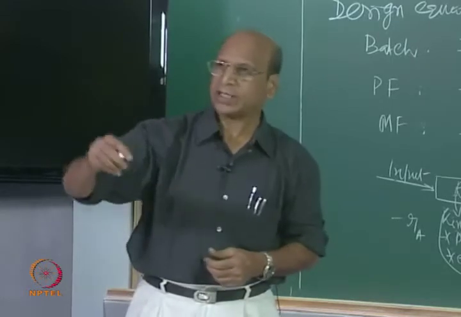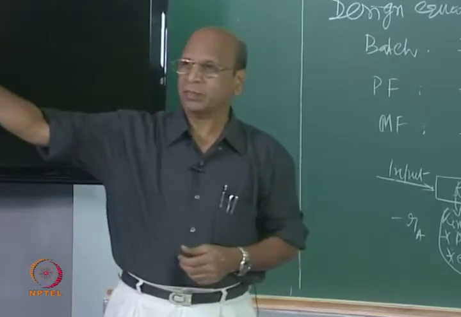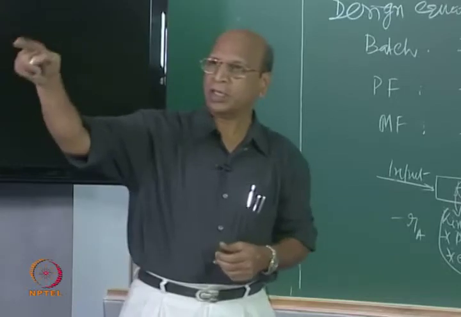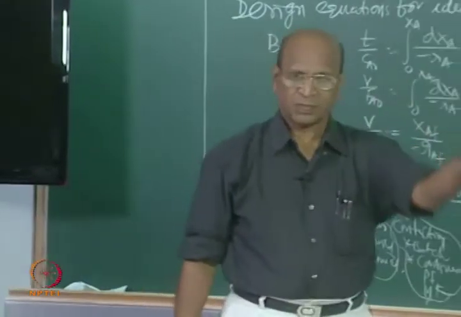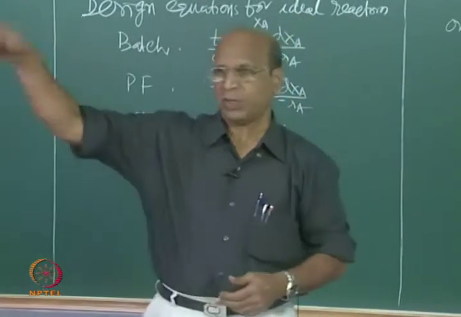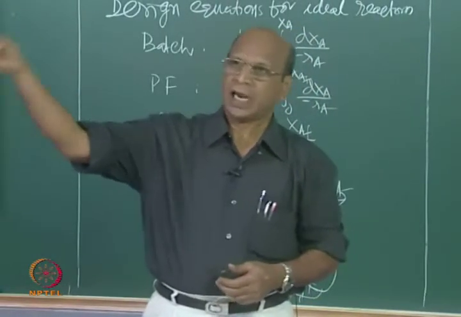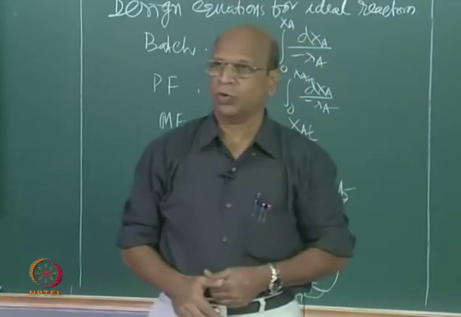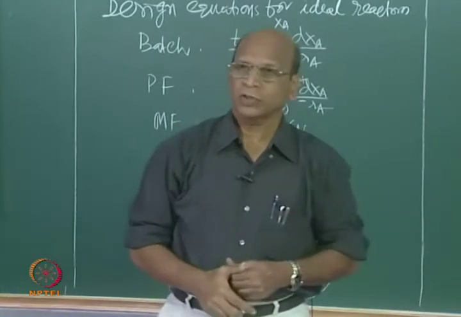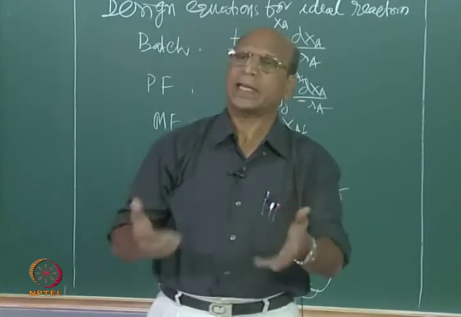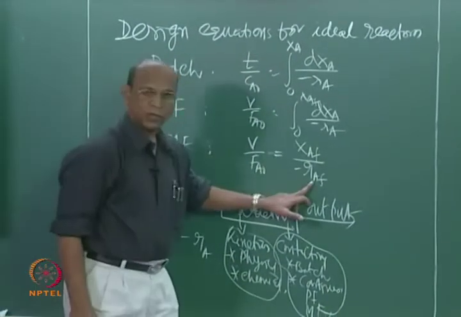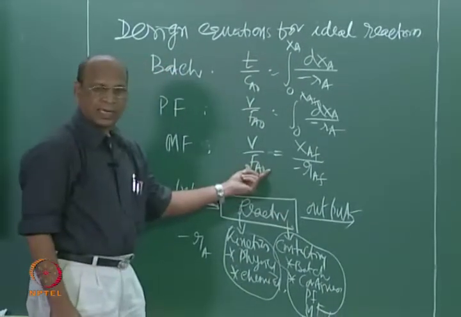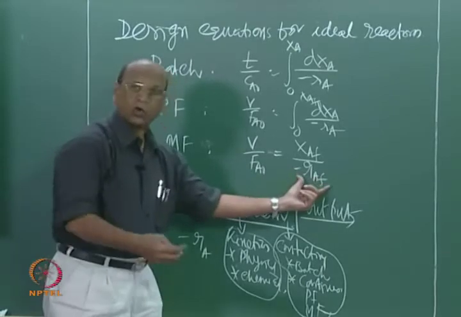I think what I told is that you identify a product and find out which stoichiometric equation is giving it. From there you calculate the amount you have to produce, and now how much reactant you have to use. So that is FA naught, which we know in the beginning itself. Right now what you don't know is only minus R A.